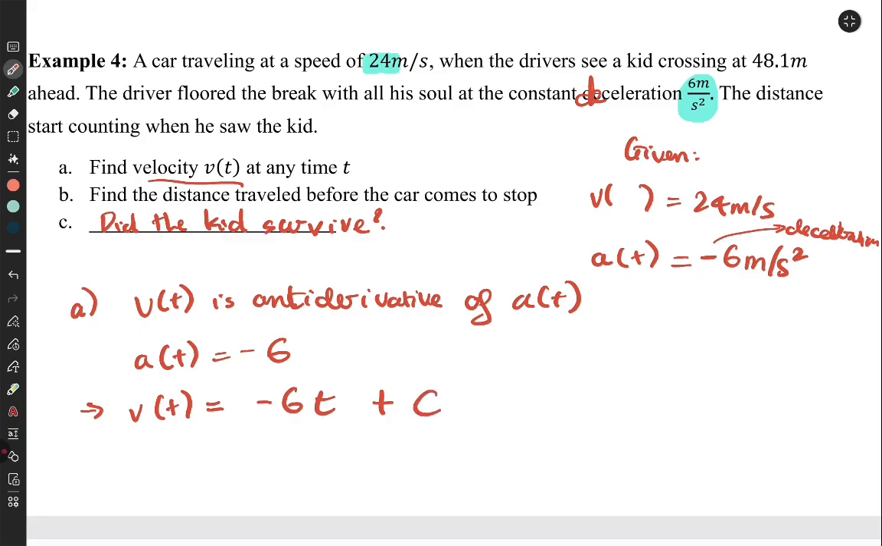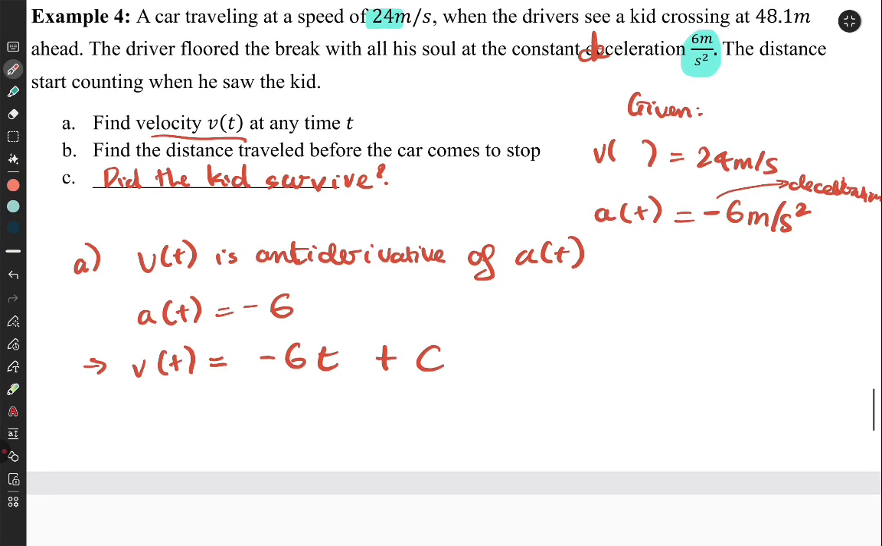At any time t, you need to have c, because this is a family, a set of many velocities. In this particular incident, you will need a particular c corresponding to it. Then how do you identify this c? Is there anything you haven't used? 48.1 meters ahead.